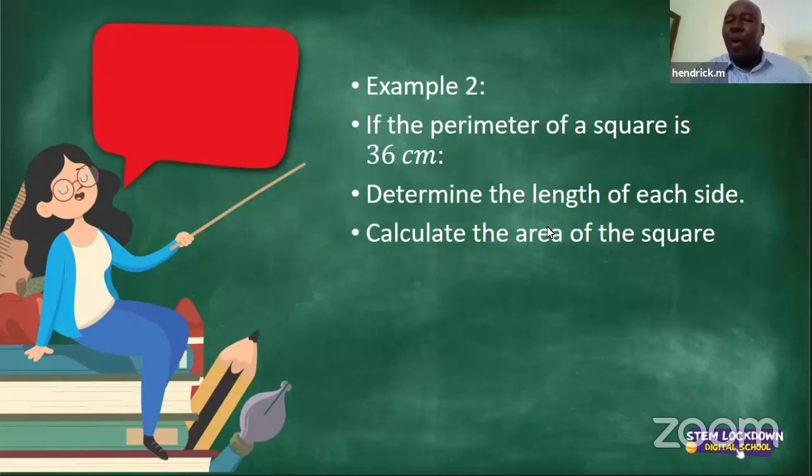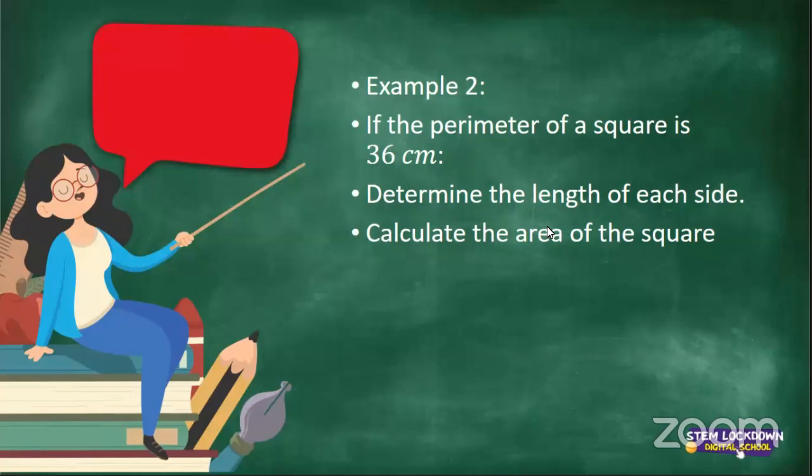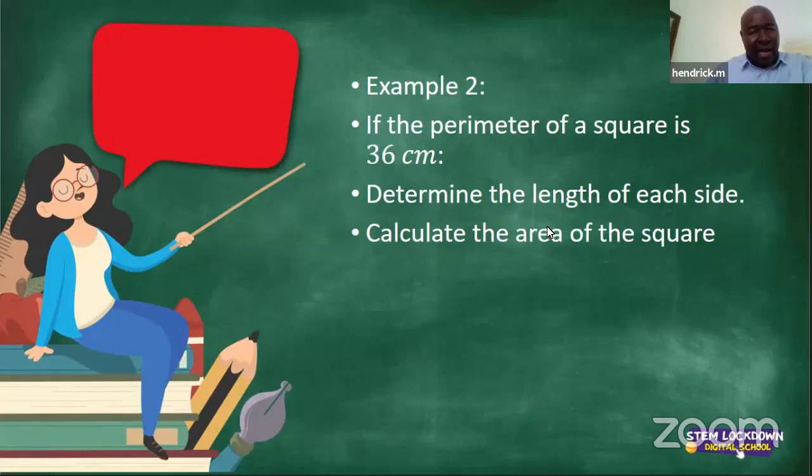Okay, but now, listen, Gabriel, you just said to me that the side, the length of your square will be 9 centimeters. Is that what you said? Yes. And I said that you are correct. Now I want you to use that length to find the area. You must use 9 as your length to calculate the area.